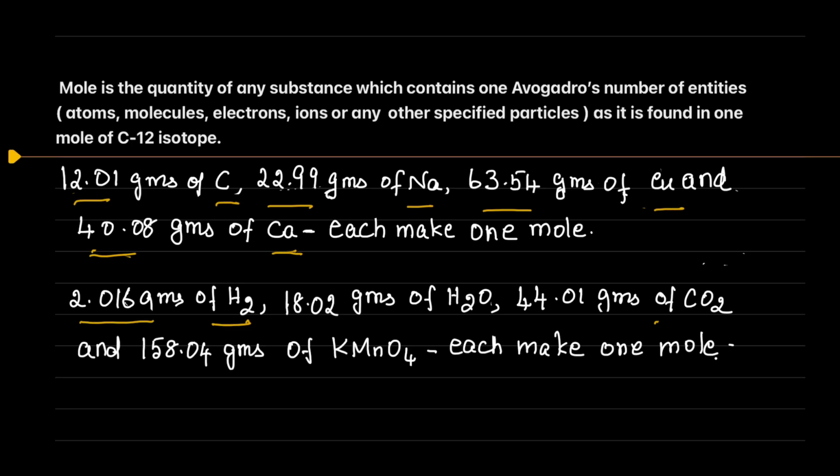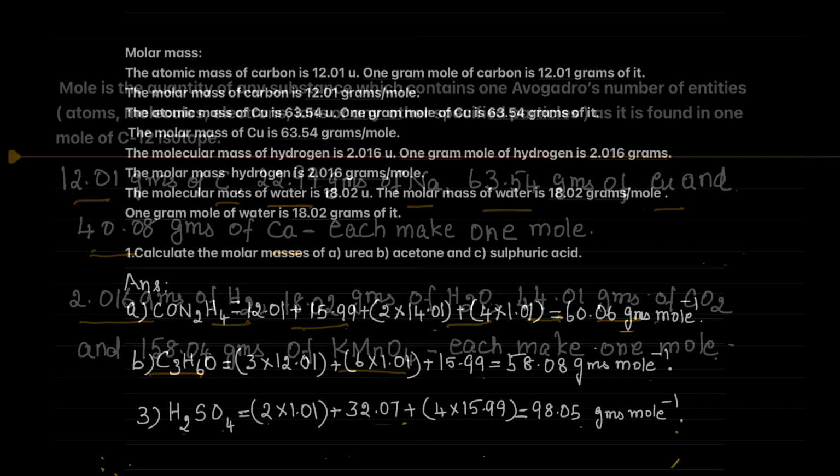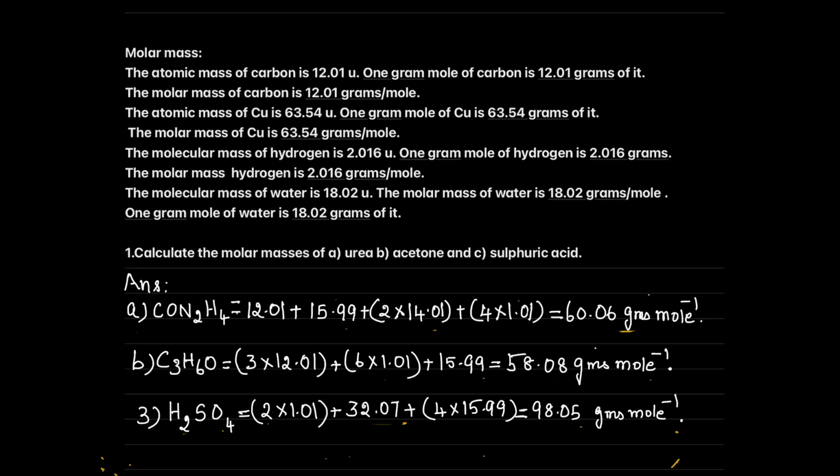The molecular mass of carbon dioxide is 44.01 U. 1 mole of carbon dioxide is 44.01 grams of it. 18.02 grams of water makes 1 mole of it, since its molecular mass is 18.02 U. 1 mole of potassium permanganate is 158.04 grams. Since the molecular mass of potassium permanganate is 158.04 U. To understand molar mass, answer this question.